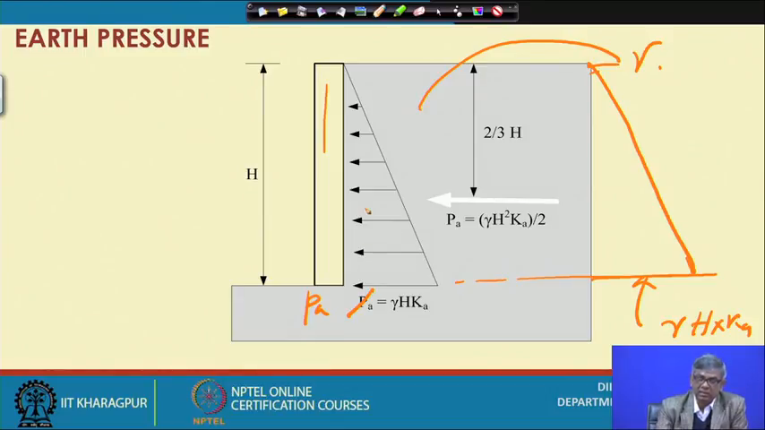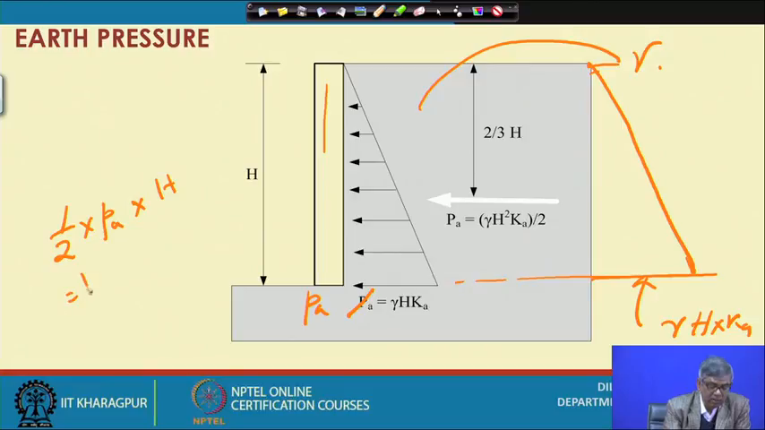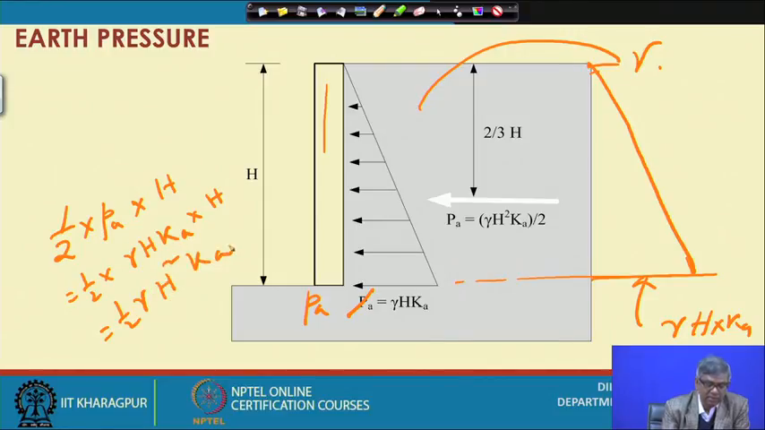That is nothing but the area of this diagram. So, if I find out the area of this diagram, it will come half multiplied by the base, actually half into P A multiplied by the height H. So, equal to half P A, and P A is what? Gamma H K A, multiplied by H. So, it would be ultimately half gamma H square multiplied by K.